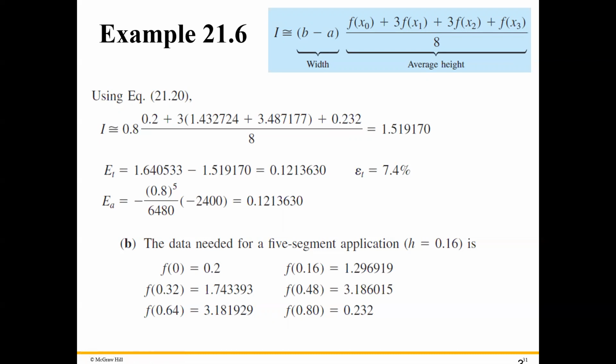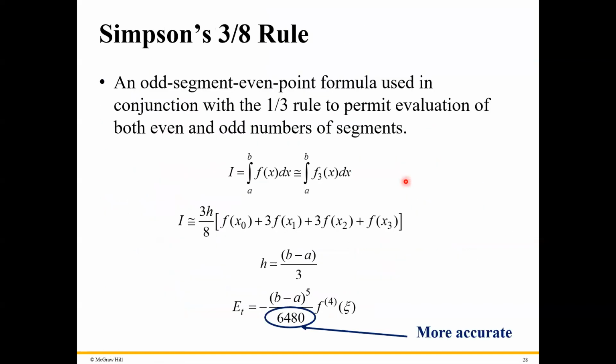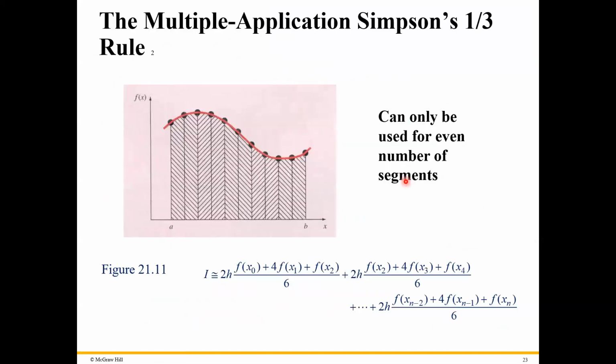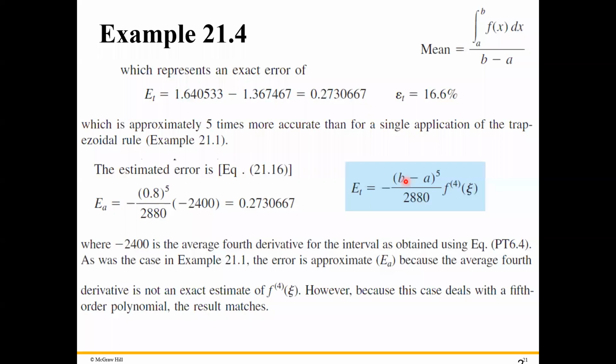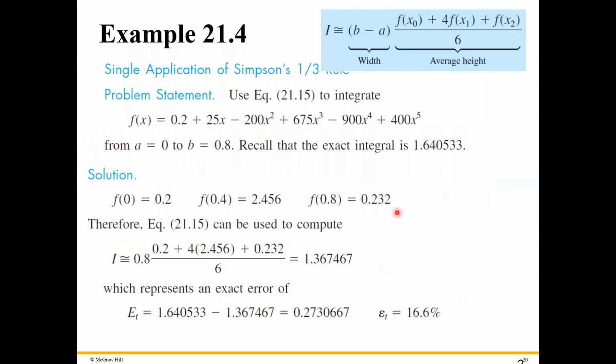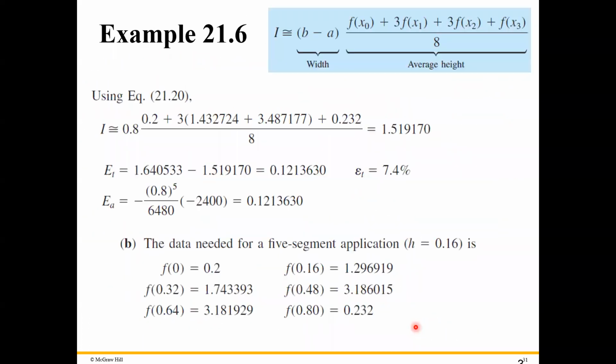Which is more accurate than the single application of the Simpson's rule. Remember that for the single application of the Simpson's rule, we got a 16.5% error. It was in example 21.4, right? 16.6%. Okay. So now in example 21.6, we got an error of 7.4%.